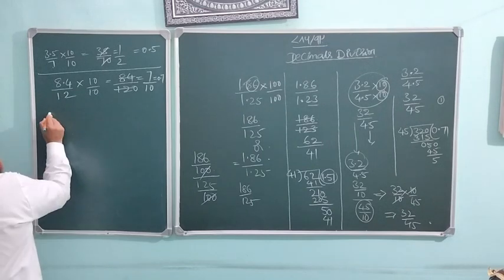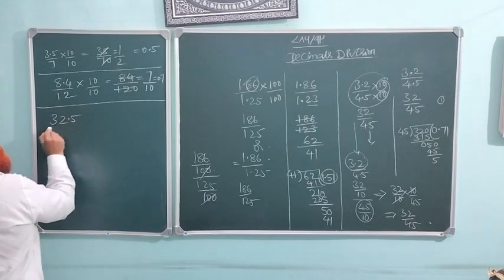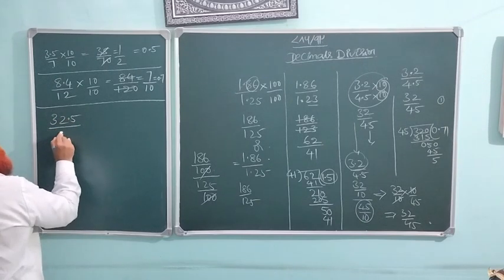And another example is there. 32.5 divided by 50.